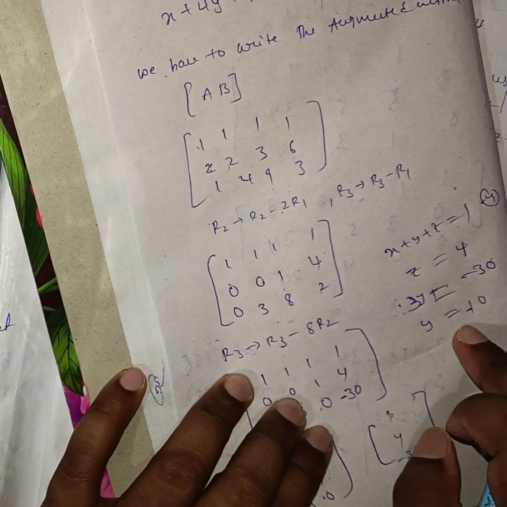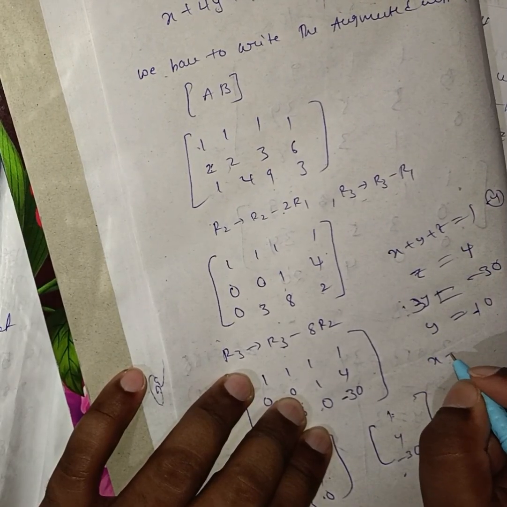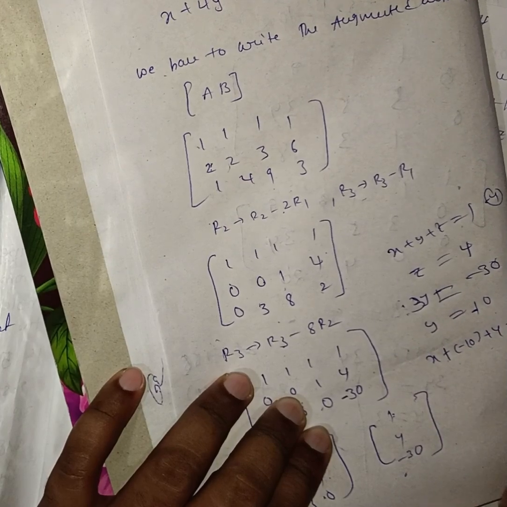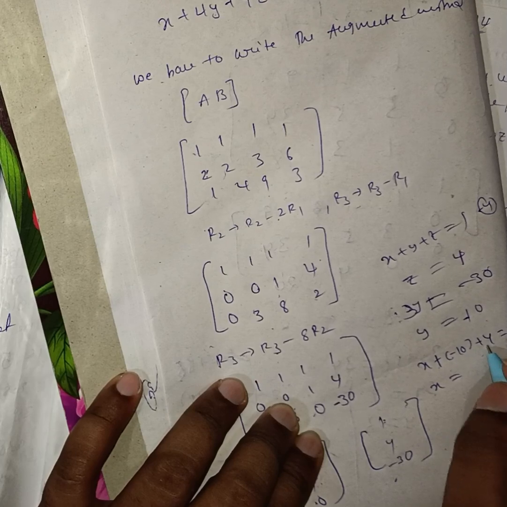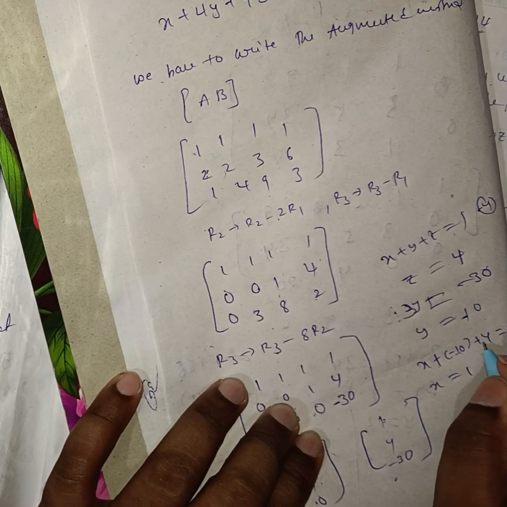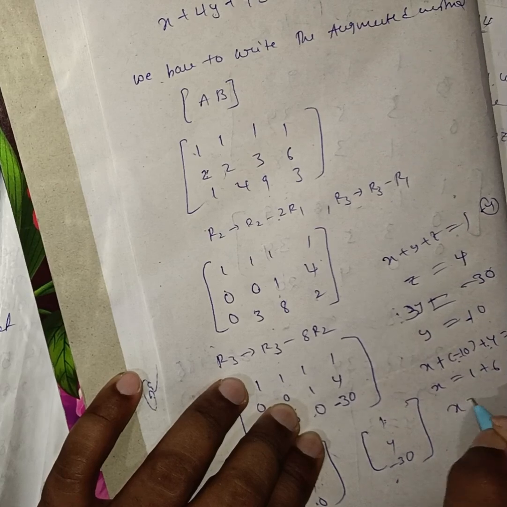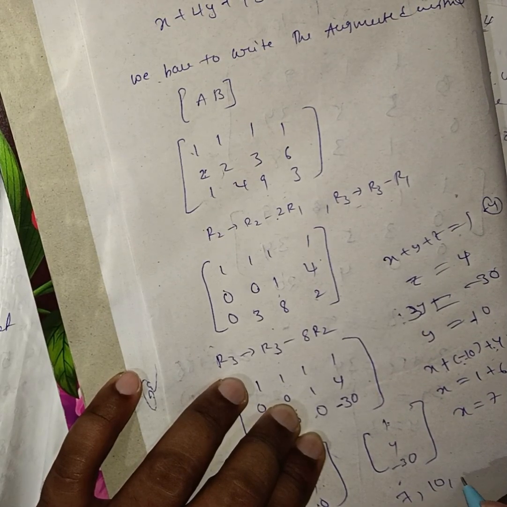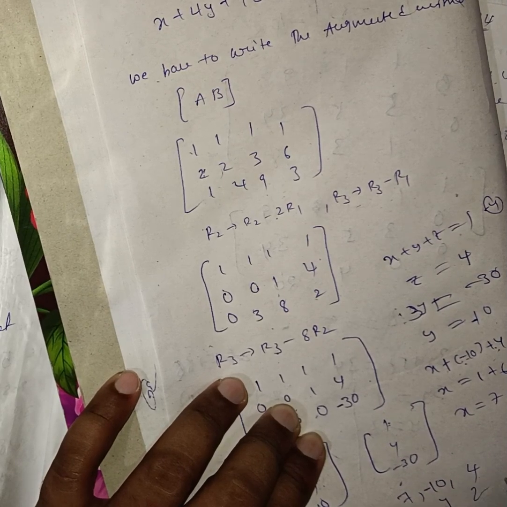So we know the y value and the z value; substitute in the fourth equation. x plus the y value minus 10 plus the z value 4 is equal to 1. x is equal to 1 plus 10 minus 4. Minus 10 plus 4 is minus 6. If the minus 6 comes to this side, it becomes plus 6. x is equal to 7. So the answer is 7, minus 10, 4 for x, y, z.